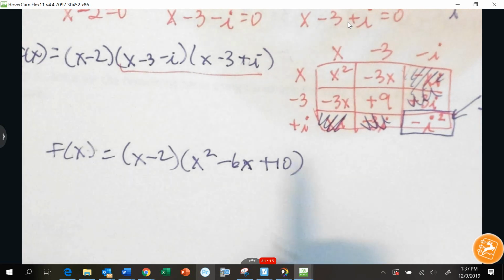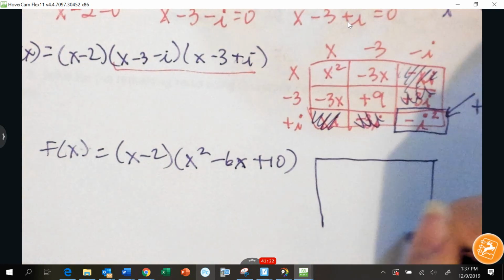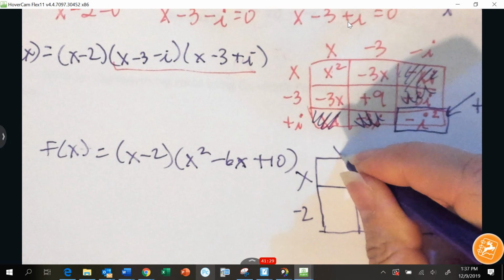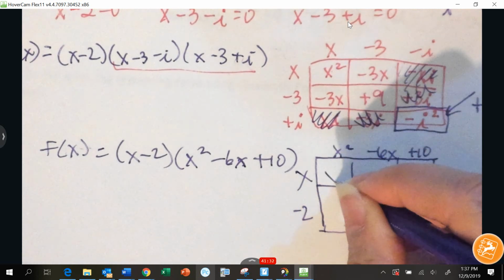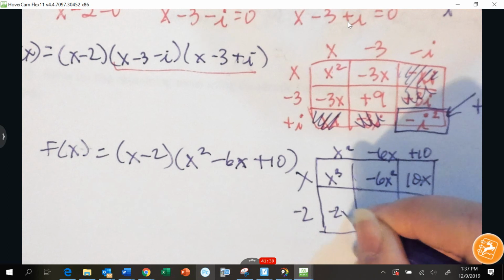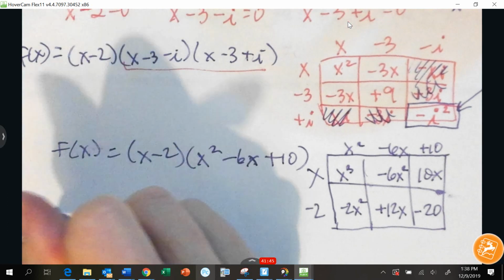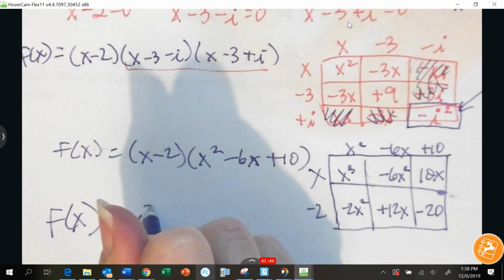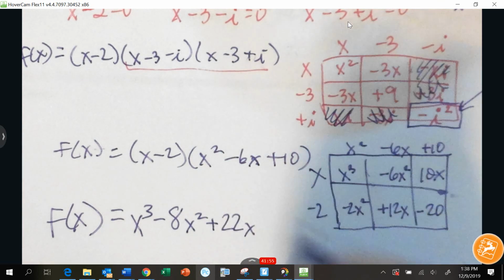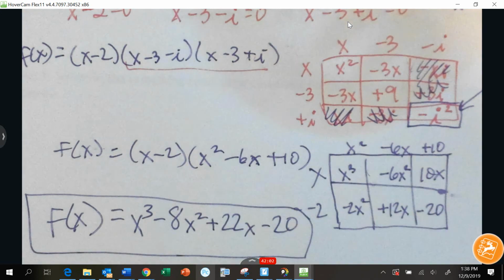We have one more step. We just need to multiply these back together. And pending I didn't make any silly mistakes, that should be my final answer for that one.